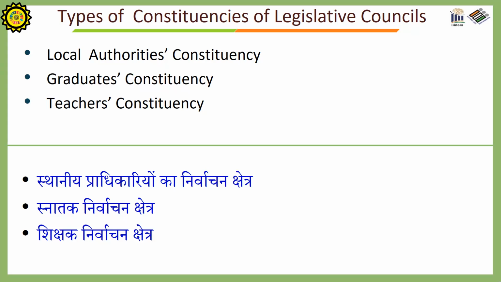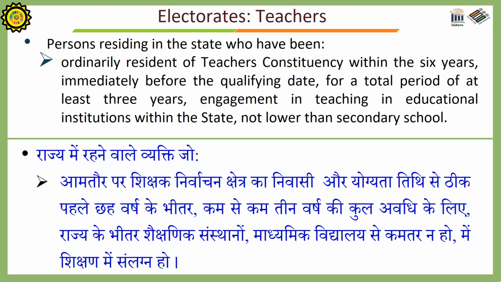Types of constituencies of legislative councils are local authorities constituency, graduates constituency, and teachers constituency. Electorates, teachers. Persons residing in the state who have been ordinarily resident in the teachers' constituency within the 6 years immediately before the qualifying date, and have been engaged for a total period of at least 3 years in teaching in educational institutions within the state not lower than secondary school.